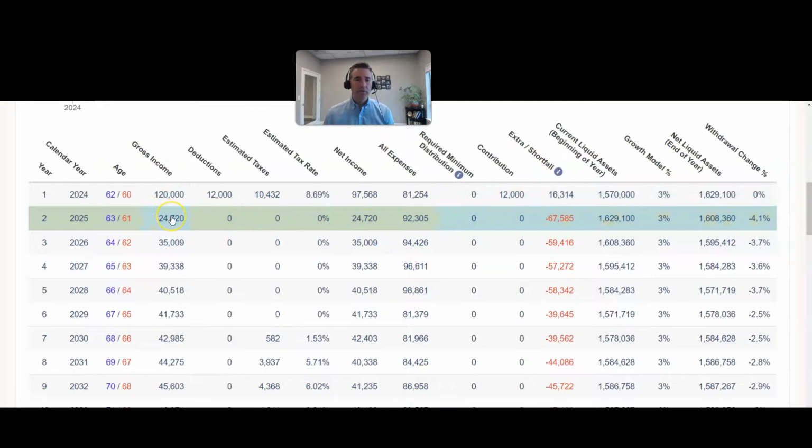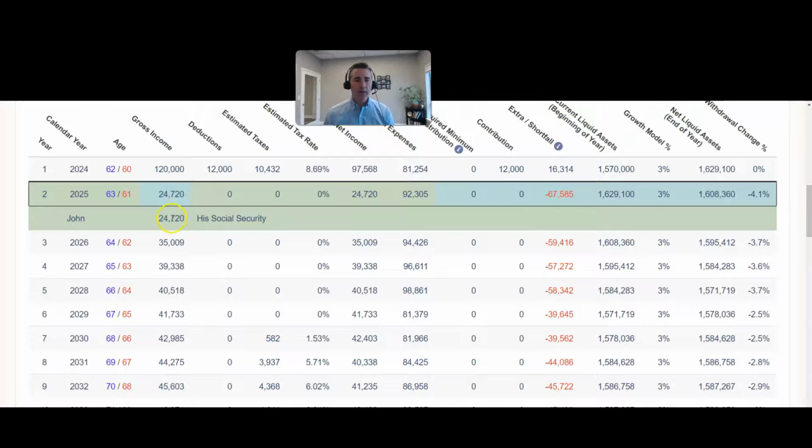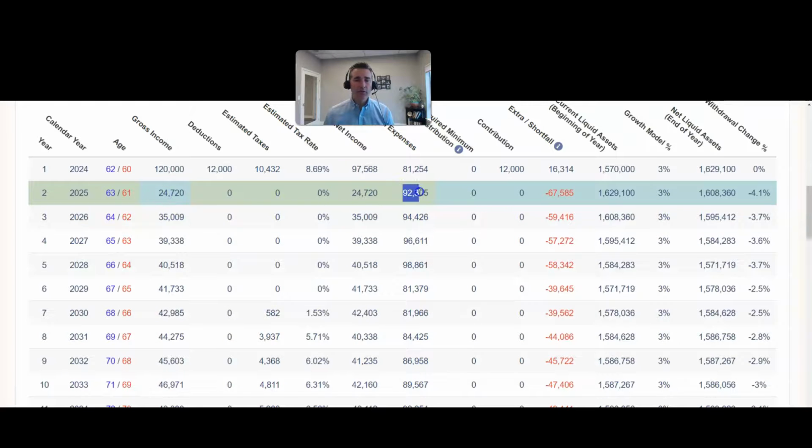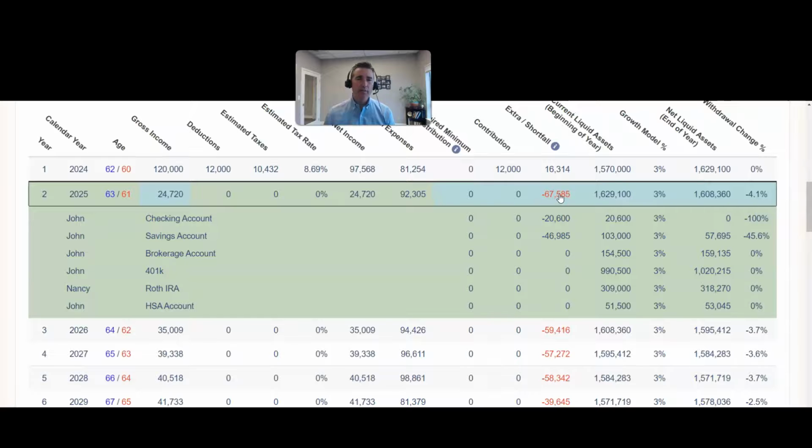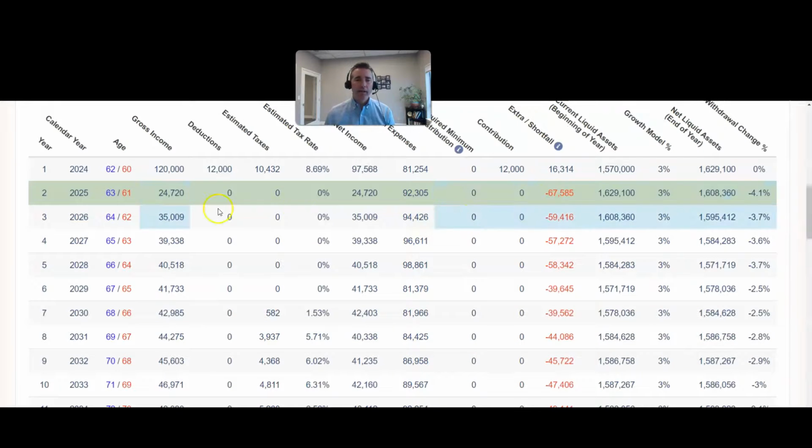Next year in 2025, when they're retired, they'll only have his Social Security initially, and their budget requires $92,000 a year. So that means they're having a shortfall. That means they have less money coming in than they have going out. So they're going to have to take some money out. And the default withdrawal order is to spend non-qualified accounts first. So they're going to spend their checking, then their savings account, and then their brokerage account in that order.